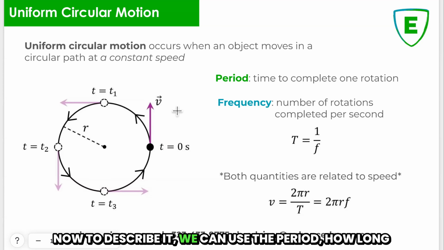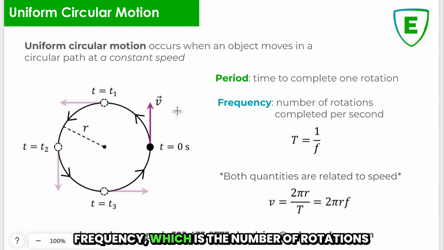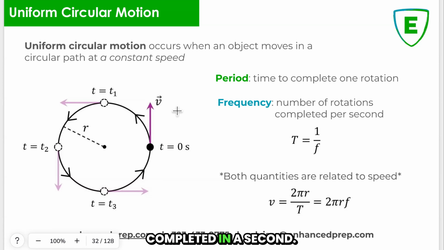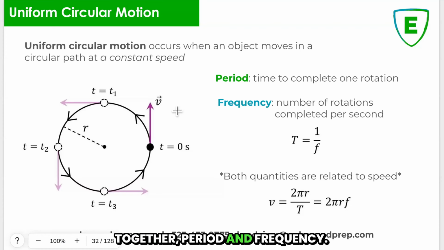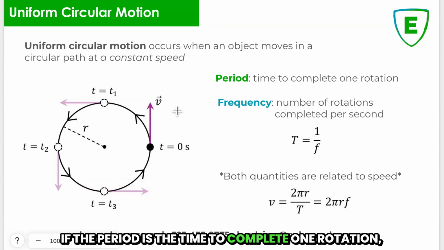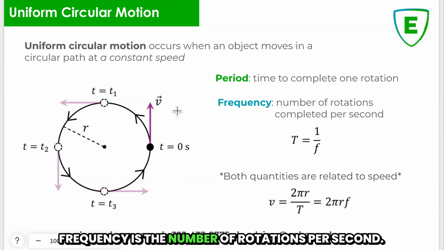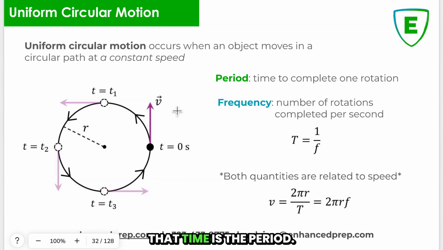Now, to describe it, we can use the period, how long it takes to complete one rotation and come back, or frequency, which is the number of rotations completed in a second. And there is a way to relate those two together. If the period is the time to complete one rotation, frequency is the number of rotations per second. 1 over the frequency would give you a time, and that time is the period.